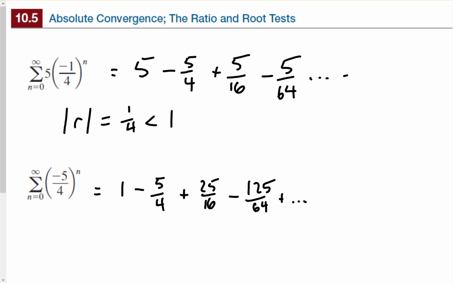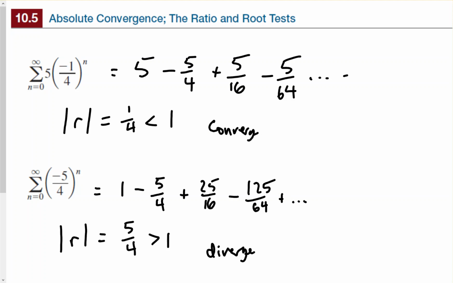So here we notice that the absolute value of r is 5/4, and this will be greater than 1. So this will diverge. In fact, this will go out of hand very quickly. This will converge, and the other one will diverge.